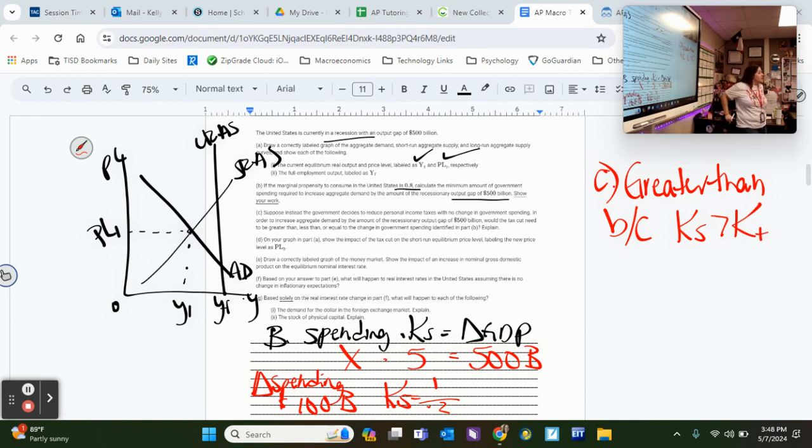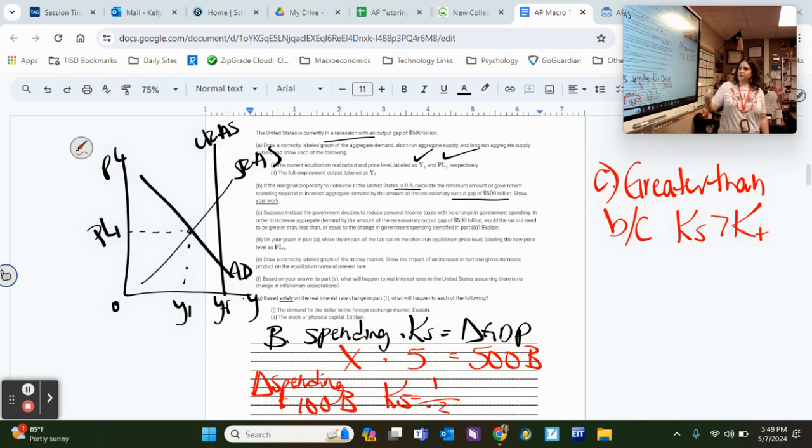That is totally fine. If you don't like that explanation and you actually want to do the math, because the tax multiplier, if the spending multiplier was 5, the tax multiplier would be -4. So it'd be X times -4 gives us a change of 500 billion. And that number is going to be, what, 125? And so 125 is greater than 100. See, we did the math.